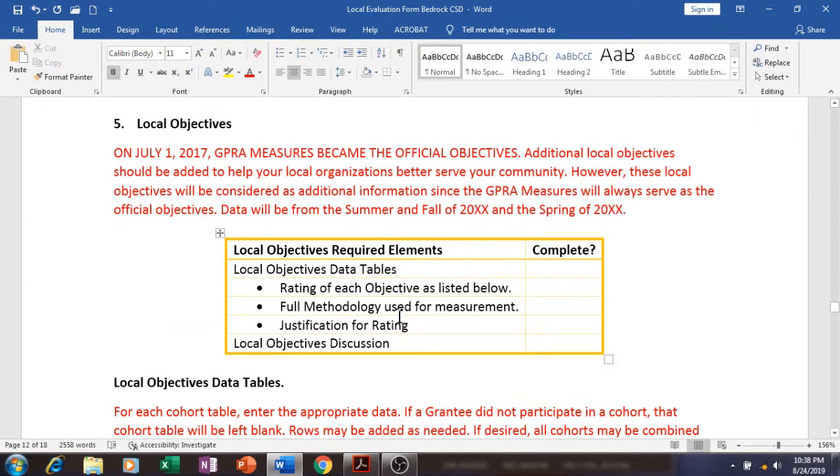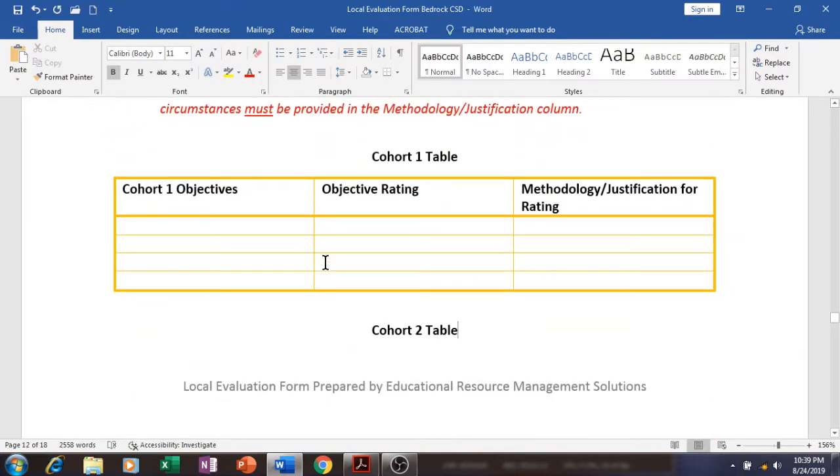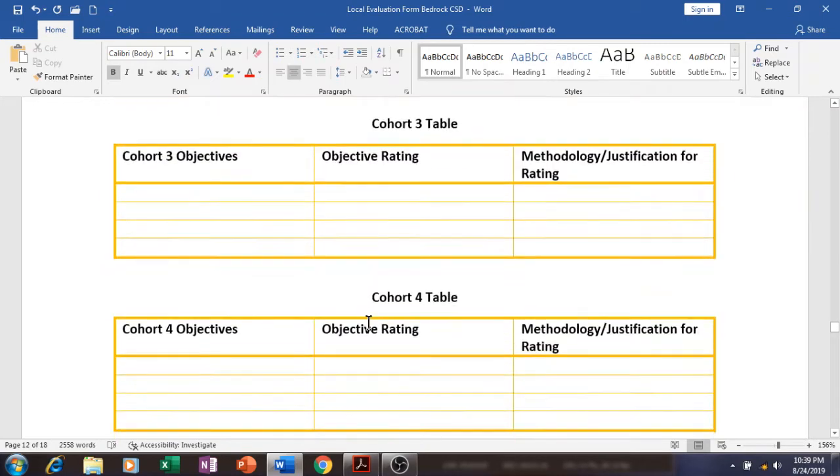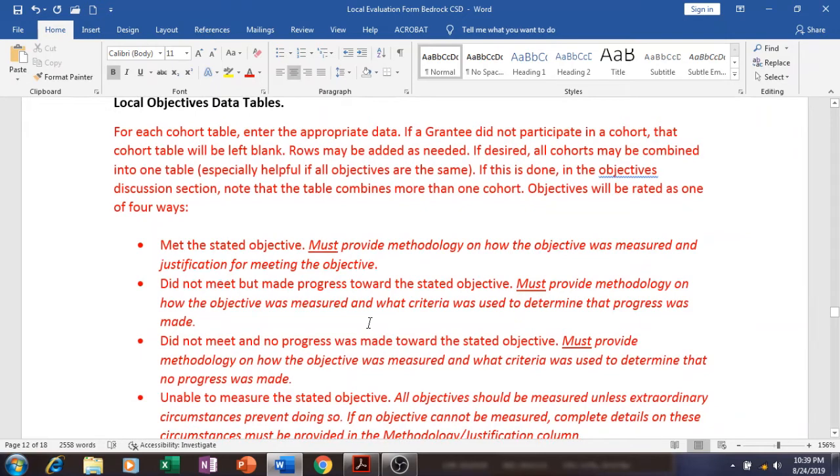So in our local objectives, you will notice here in the required elements table that we're going to fill out some data tables. We're going to rate each of our objectives. We're going to explain the methodology we use to measure the objectives and how we justified the rating, and then we're going to discuss the objectives in a little more detail. Now, unlike the GPRA measures, there is a separate table for each of your 5 cohorts, so you don't have to combine those. Although if they have the exact same objectives, you could, as long as you explained in the discussion section how you did that.